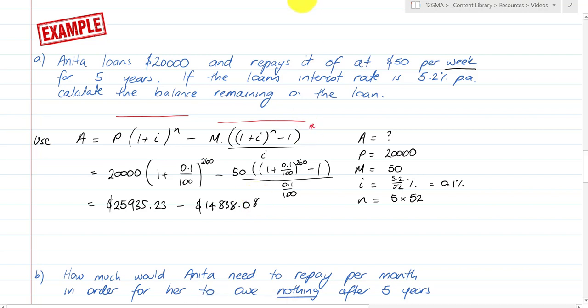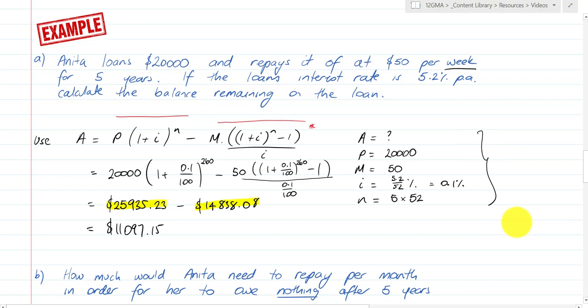So this bit is how much that loan is worth after 5 years, how much interest is accrued on it. But this bit is my repayments and how much that's worth after 5 years. And if I do that subtraction, 25935.23 minus 14838.08, my remaining balance is $11,097.15. So there's the first one. And I've just literally written down what I know and then evaluated based on that.